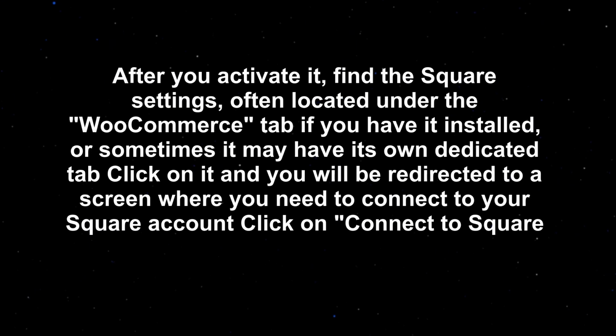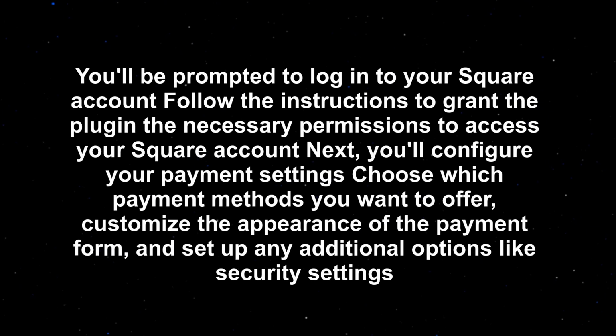After you activate it, find the Square settings, often located under the WooCommerce tab if you have it installed, or sometimes it may have its own dedicated tab. Click on it, and you will be redirected to a screen where you need to connect to your Square account. Click on Connect to Square. You'll be prompted to log into your Square account. Follow the instructions to grant the plugin the necessary permissions to access your Square account.